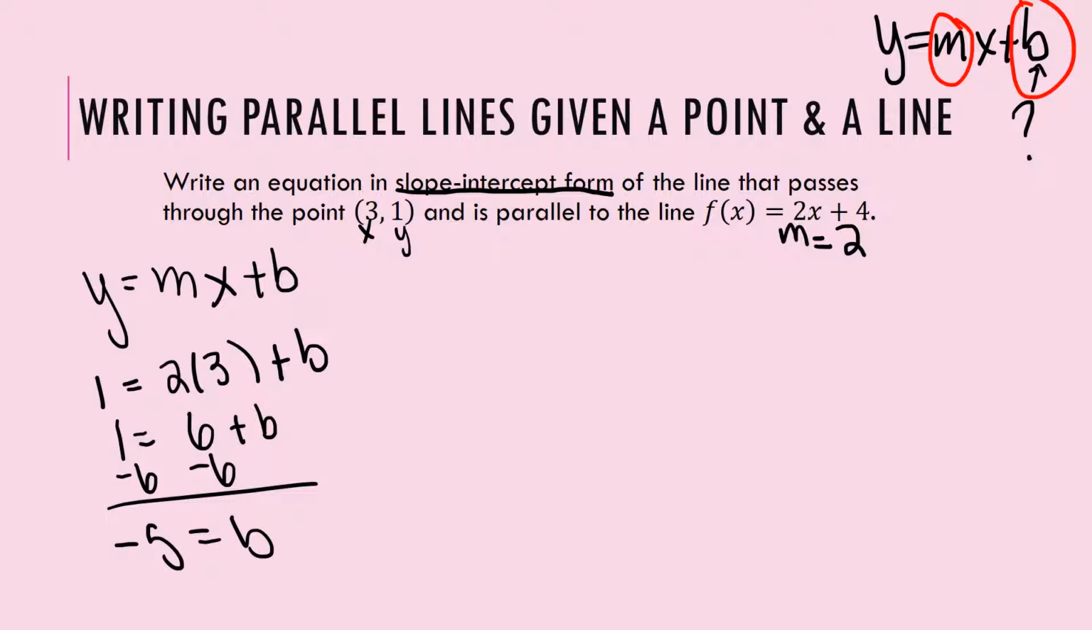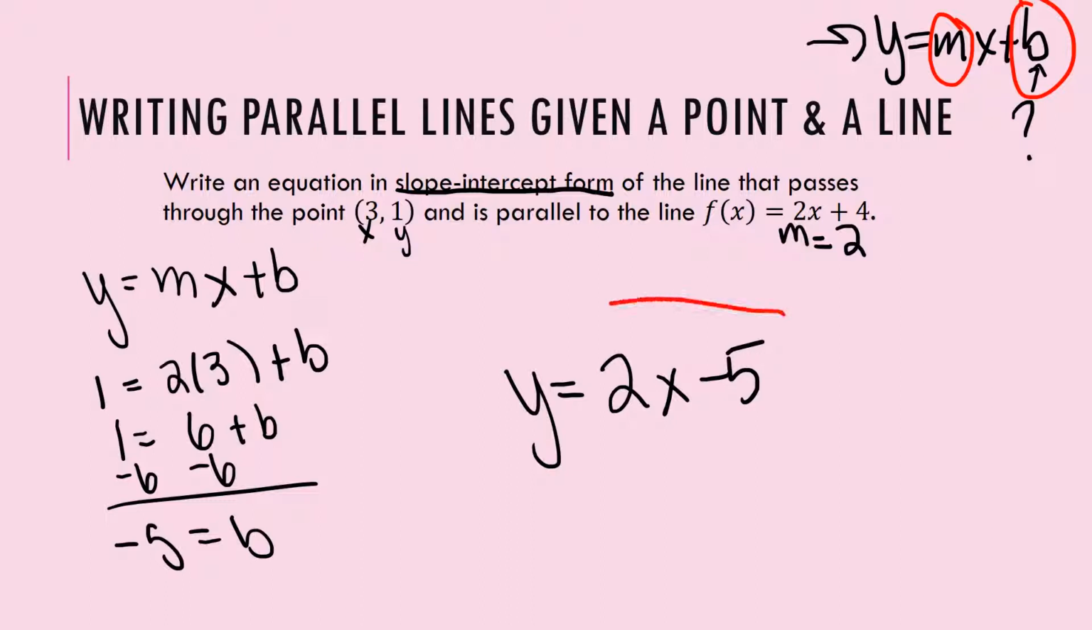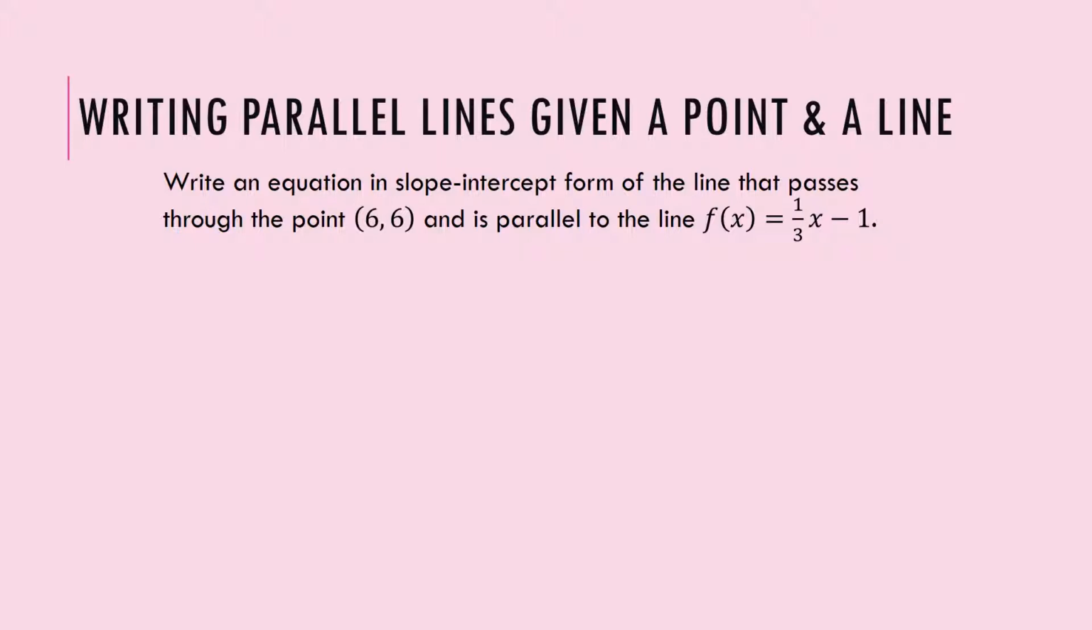But that's not my final answer. My final answer has to be an equation, which means I need to say y = 2x - 5. And that's my final answer. Okay, we're going to do the same thing now, but now they're asking me to write the equation that passes through the point (6, 6) and is parallel to the line f(x) = 1/3 x - 1. It's still parallel, which means that my slope is going to be 1/3, but I still got to figure out what that b equals.